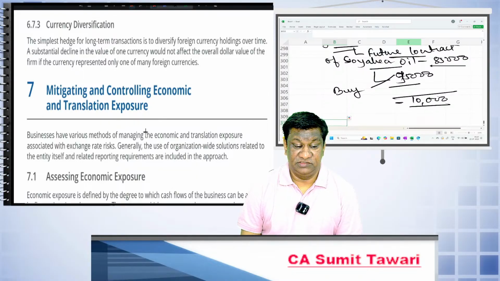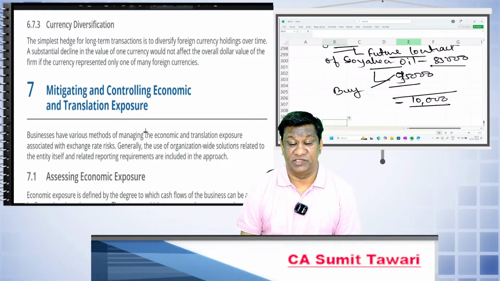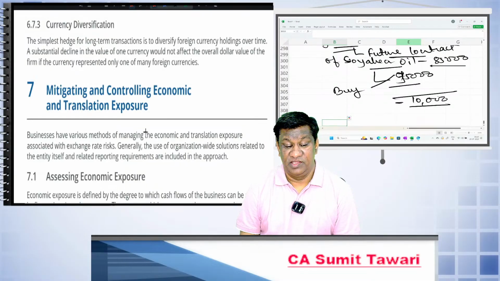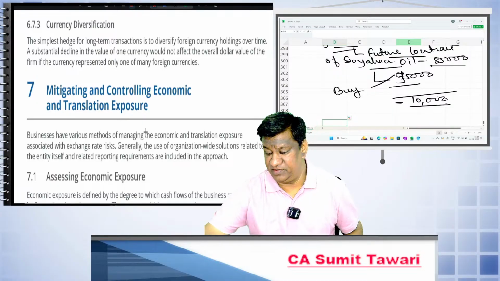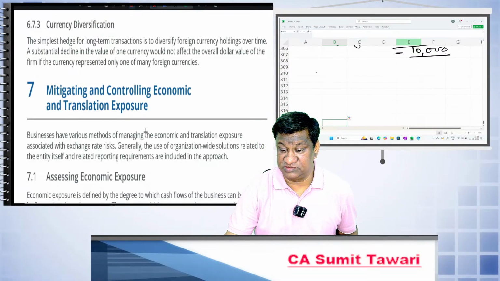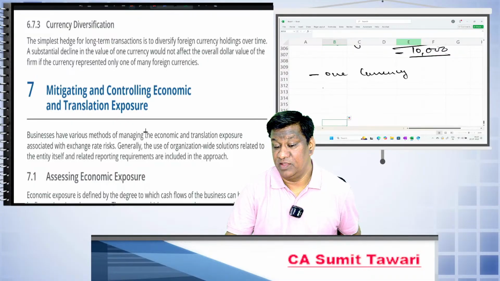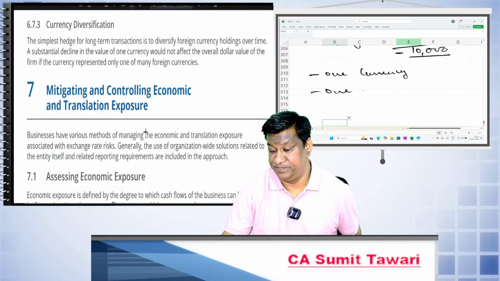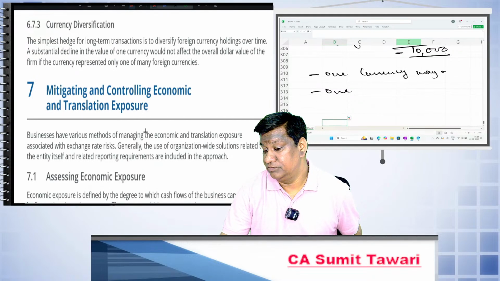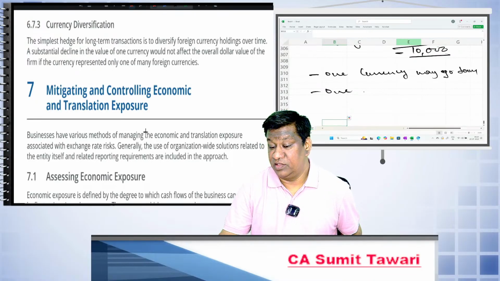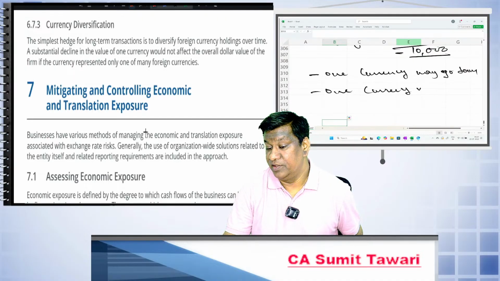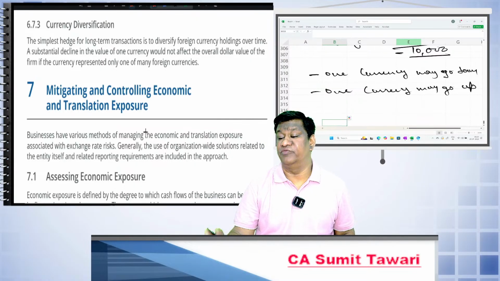Then currency diversification. The simplest hedge for a long-term transaction is to diversify foreign currency holdings over time. A substantial decline in the value of one currency would not affect the overall dollar value of the firm if the currency represents only one of many foreign currencies. If you are holding multiple currencies, one currency may go down and another currency may go up. In that scenario, it is basically a natural hedge, so the dollar value may not get disturbed.